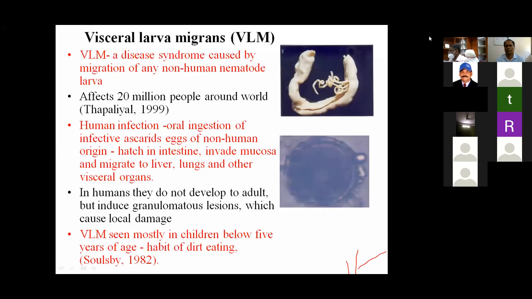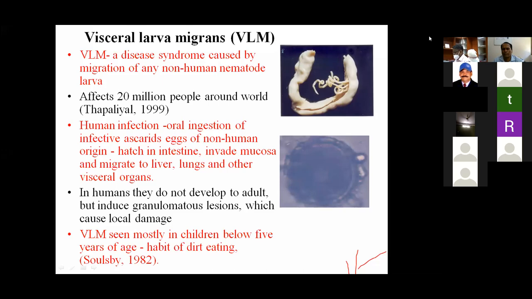So the next important disease is visceral larva migrans. I left over the other two, that is Echinococcus multilocularis, because that is not prevalent in our country, although it is in the Northern Hemisphere and it is a metastatic type of disease. Since it is not reported from our country much, I have not taken much weightage to it. So the second disease is visceral larva migrans.